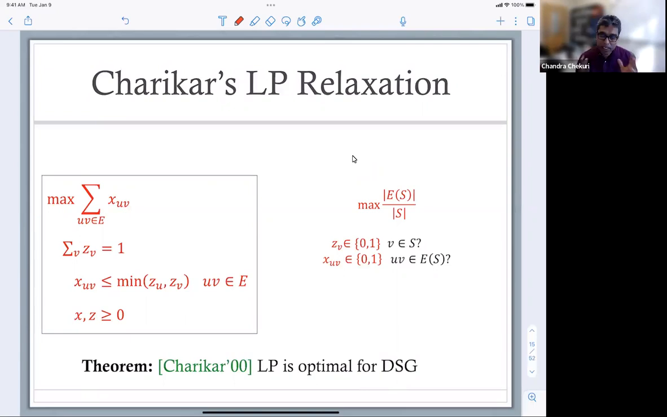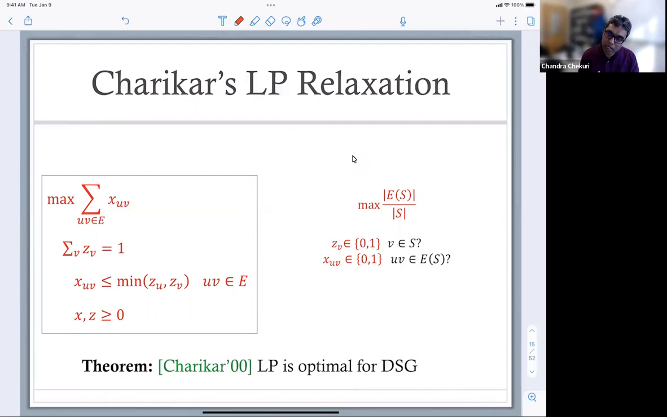Let's think about how we can model it as an integer program. If you want to think of it as an integer program, you want to know which vertices you include in your set. So we'll have an indicator variable z_v to say, do I want to include v in my set S or not? And I also have an indicator variable for each edge of the graph to say whether I include that edge in my set or not. So I'm trying to find the subgraph.